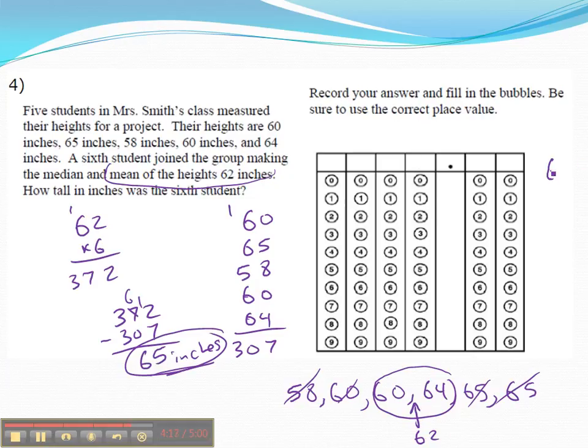The middle of that middle would be 62. Or I could add 60 plus 64, and I get 124. If you divide that by 2, you get 62. So the median is 62, the mean is 62. So our answer, the 6th student, must be 65 inches.